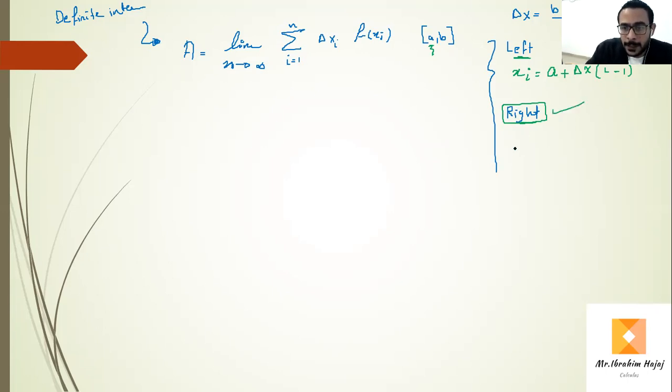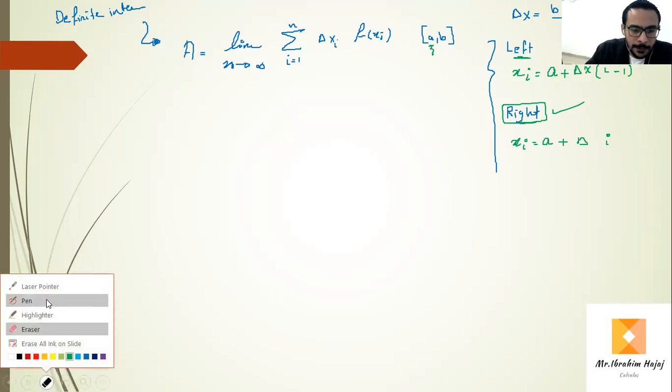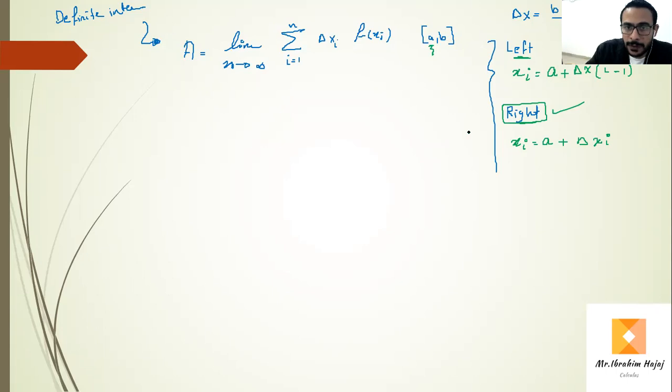And here xi in the right way equals a also, which is the starting number in the interval, plus delta x multiplied by i. Guys, focus with us. So this is how to find the delta x, and this is how to find the xi. We will find first the xi and then substitute.